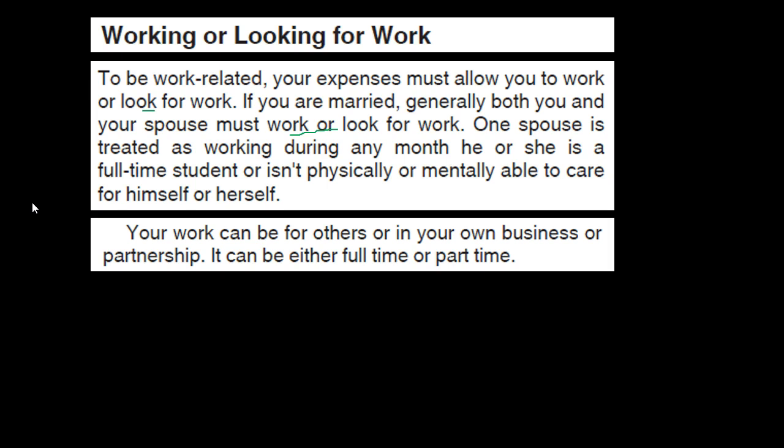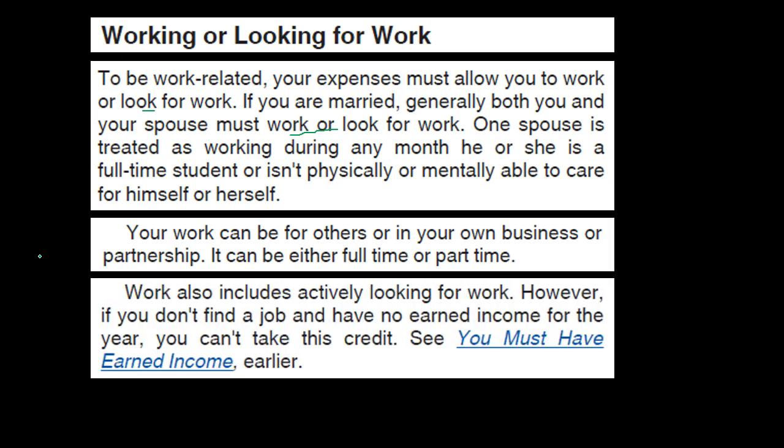Your work can be for others or in your own business or partnership and can be either full-time or part-time. So we could have part-time work and full-time work, which would both qualify. It could be in your own business, meaning it might be on a Schedule C, a sole proprietor type of business, which is owned, and that would still qualify. Work also includes activity looking for work. However, if you don't find a job and have no earned income for the year, you can't take the credit.